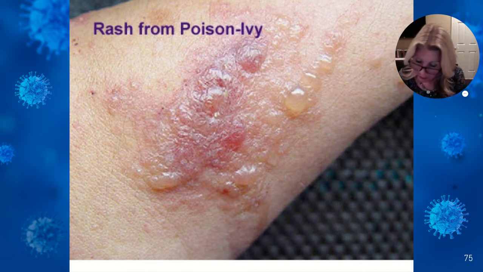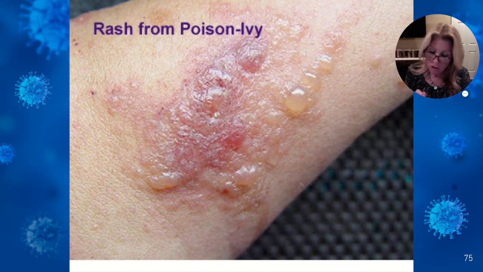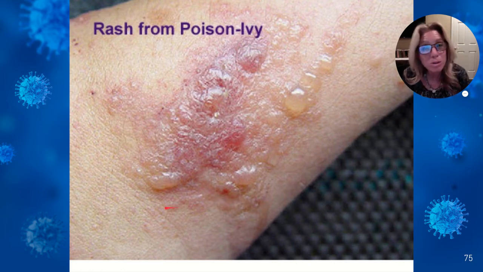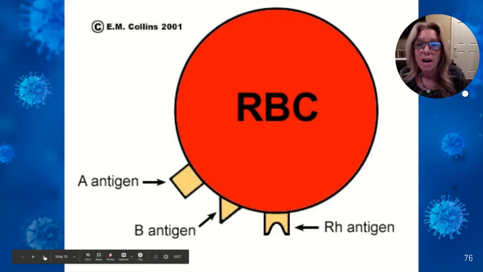All right. So this response is regulated by cytokines. An example would be things like TB tests, poison ivy, and cheap jewelry. Sometimes they're really cute. All right.